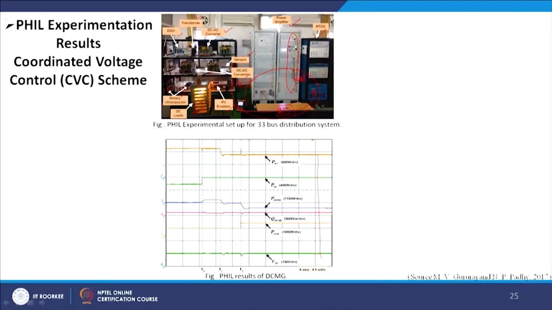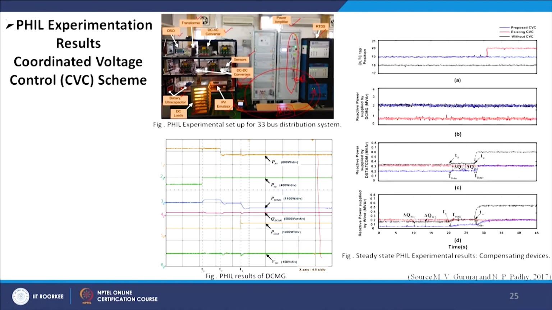And once again, similar to the previous discussions, we can see the power characteristics for both PV and DC microgrid. The proposed voltage control, the existing one and without CVC, different comparisons. Finally, it has been claimed that with the help of the DC microgrid, certainly the coordinated voltage control can be achieved better compared to a system without a microgrid.